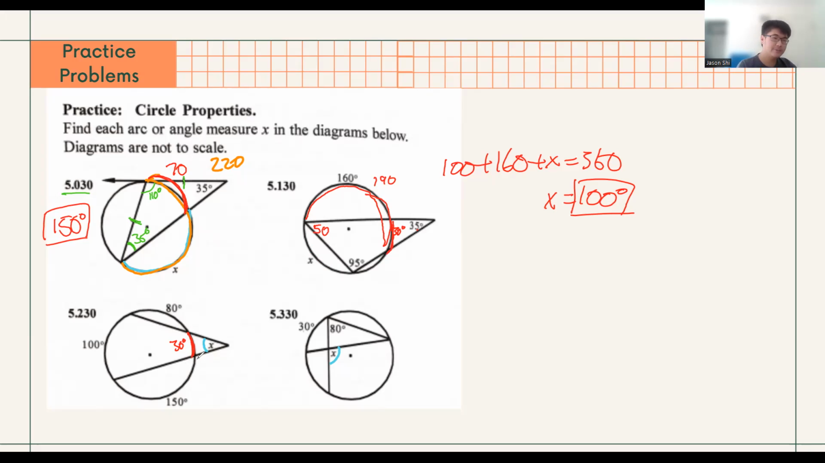The reason I know it's 30 is that this red arc plus 80 plus 100 plus this one, the angles of all the arcs, add together to equal 360. If you think about it, a circle is just a full angle, right? You go back to itself. So the sum of the arcs of the whole circle is 360. So this plus this plus this plus this is 360, which means that this is 30 degrees.